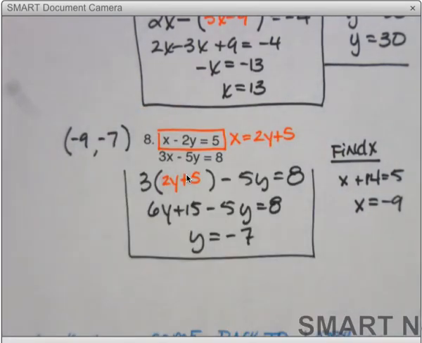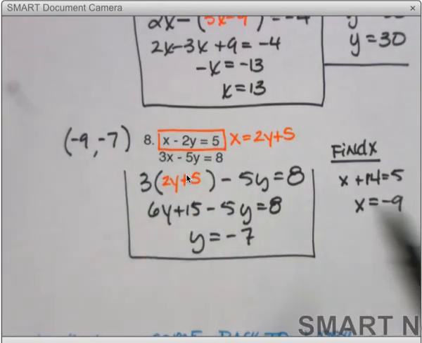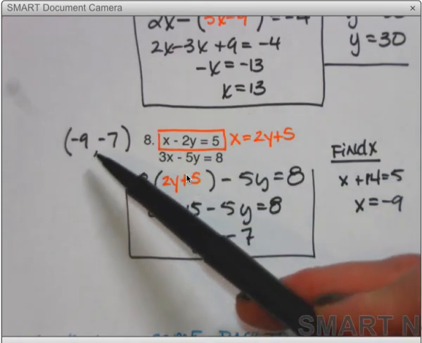So the solution to this system is the ordered pair x is -9, y is -7. If you were to graph both of the equations, they would intersect at this point.